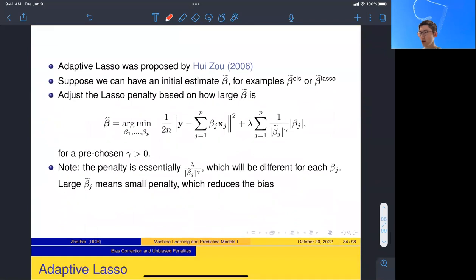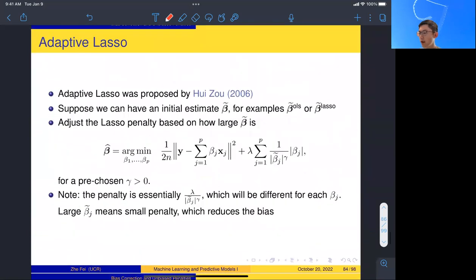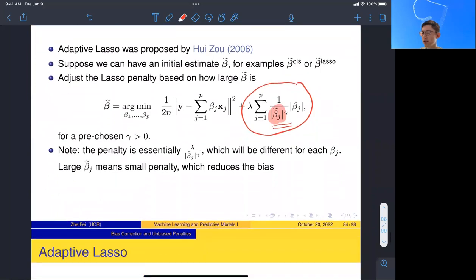For adaptive lasso, maybe just one thing to point out. We see here that instead of lambda times the L1 penalty, it gives different weights, proportional to your effect size, to the true beta. So essentially, for larger beta tilde, the truth, we have a smaller penalty. So the bias would also be smaller, the same idea.